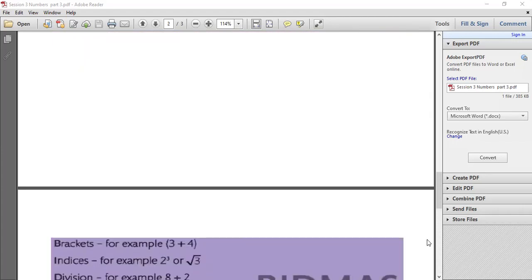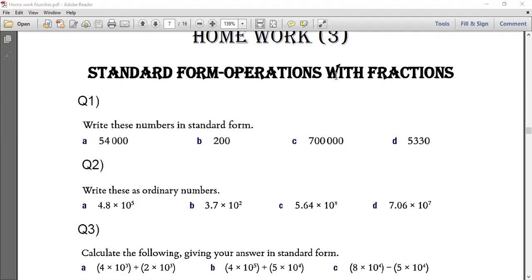Okay, guys, just a second. I will show you the homework. 1 minute. Here, guys, the homework 3. And question 1. What do you think, Ahmed?